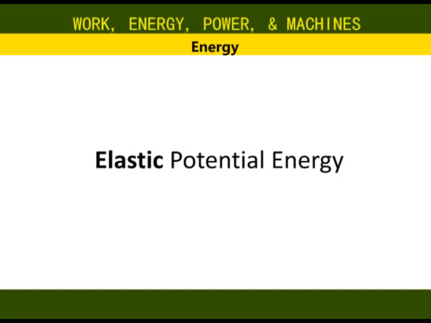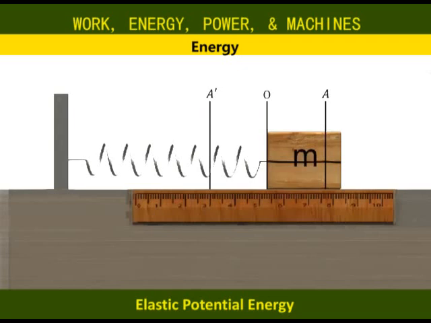Next, elastic potential energy. Now, consider a block attached to a spring placed on a smooth horizontal surface, while the other end is attached to a rigid wall. The position where the spring is at rest initially is considered to be the mean position with no displacement of the spring. The spring is compressed and released. We observe the spring oscillates to and fro from the mean position. The displacement of the spring is always measured from the mean position.